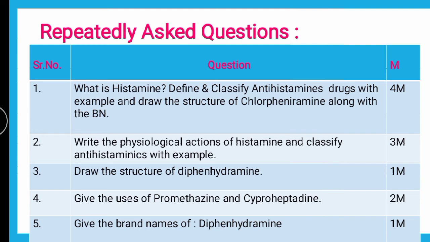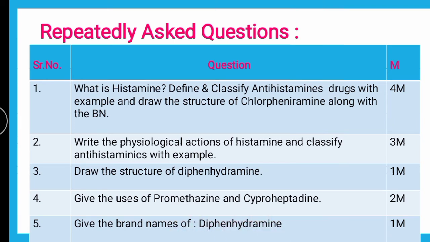Okay, when you come towards the uses of cyproheptadine, it is definitely an antihistaminic drug which is useful in the treatment of underweight people, as it stimulates the appetite. Along with that, it is used in the treatment of various allergic disorders also. Then the next question is, give the brand names of diphenhydramine.